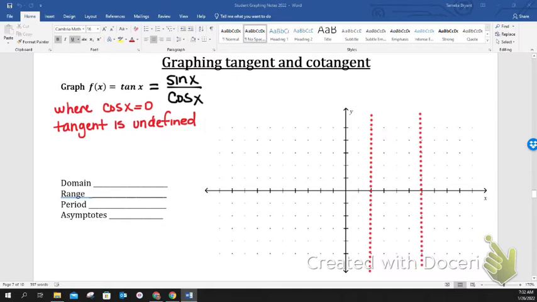And then to continue that pattern, if you look, it's every 180 degrees we have an asymptote. So let's continue. Let's make another one, 4 to the right, and then let's go 4 to the left, because it's a pattern.